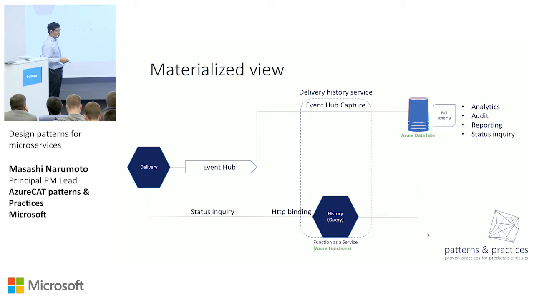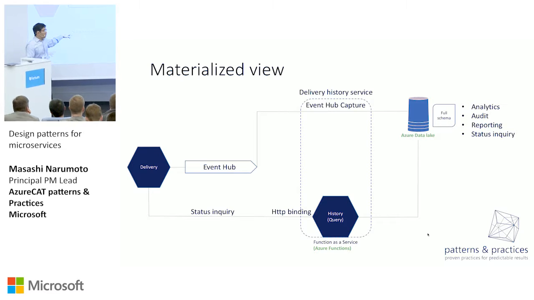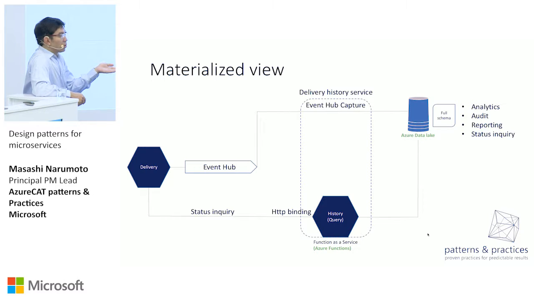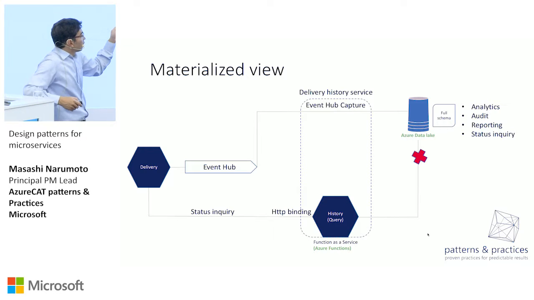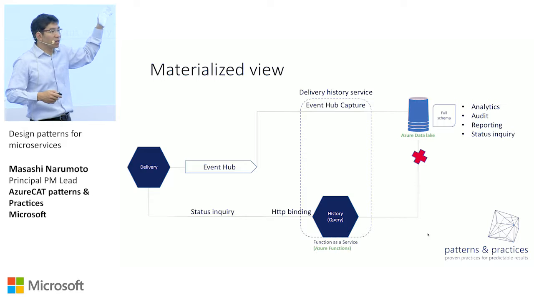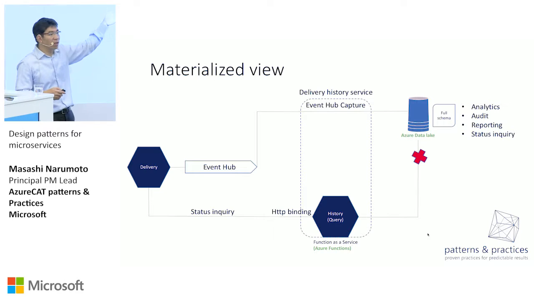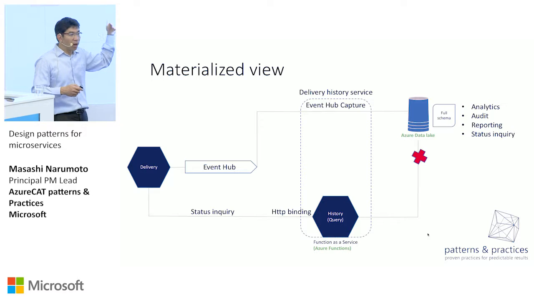Right? It's very handy, but there is another use case, which is status inquiry. Hey, I ordered this request. What is the current status? And we were trying to query against the data lake, but this is not designed for random query, this type of use case, right? This is designed for analysis or archive.